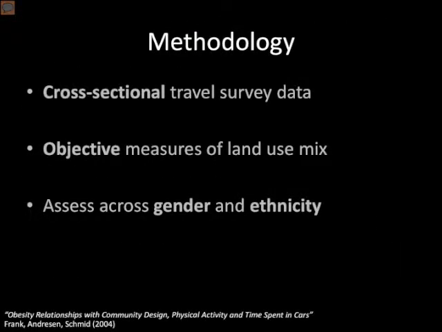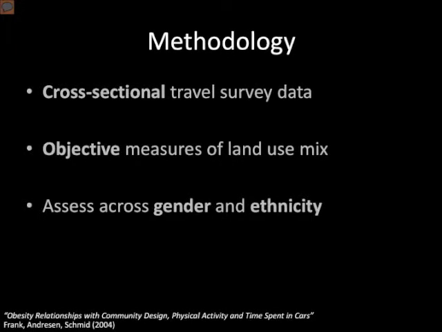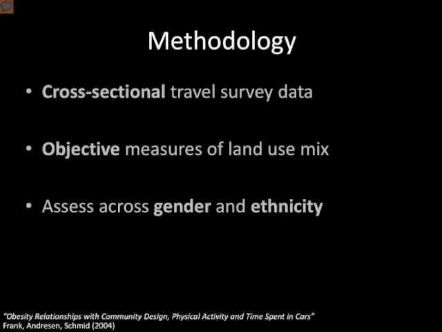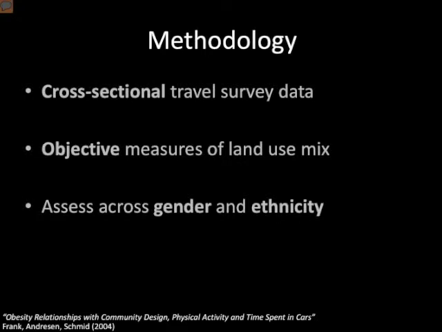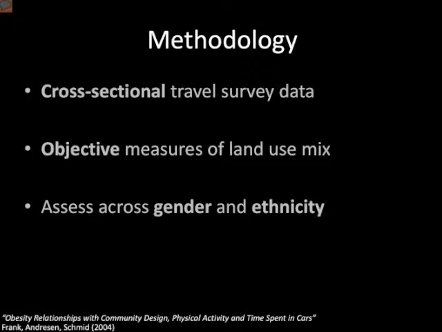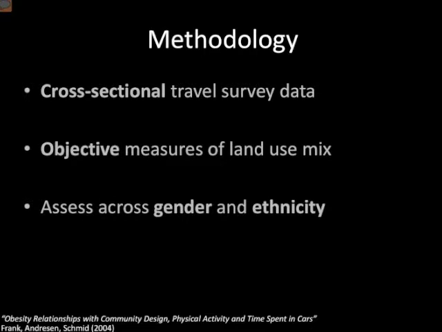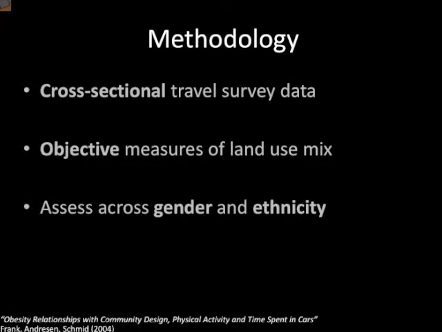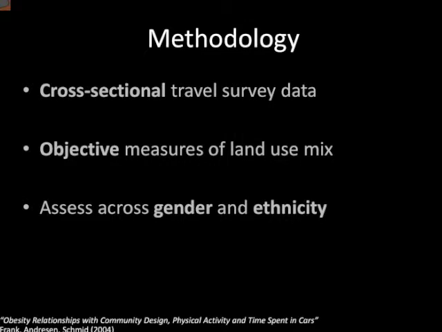So the methodology they used was looking at travel surveys of around 11,000 participants in the Atlanta region. So there were 13 counties. These participants basically reported their origins and destinations and their mode of travel over a 2-day period. That's pretty standard for transportation diaries, things like that. And they also looked at sociodemographic information, such as household income and household size. So the methodology they employed was cross-sectional travel survey data, and then comparing that to objective measures of land use mix.